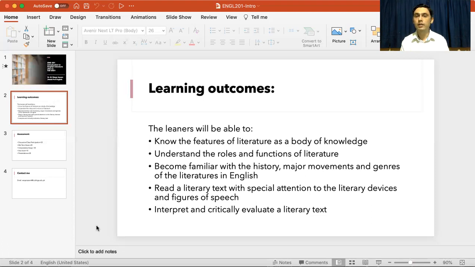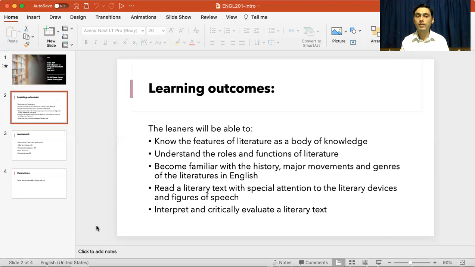And then we will also learn how to read literature. Well, are there certain ways to read literature? Yes, definitely there are. Why? Because literary texts are written in a certain form. And as students of literature, we learn what the constituents of that form are.